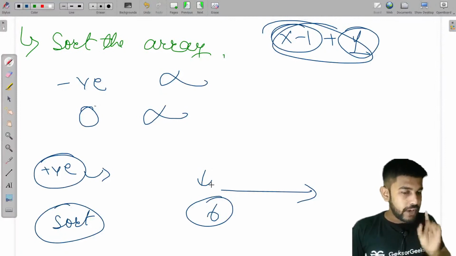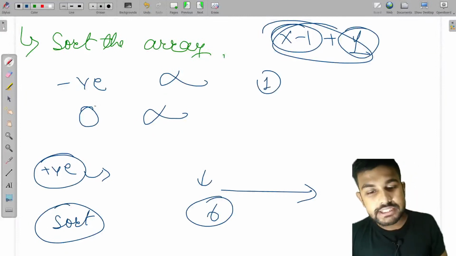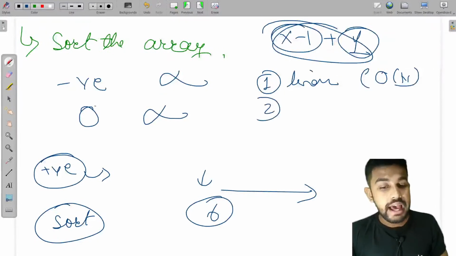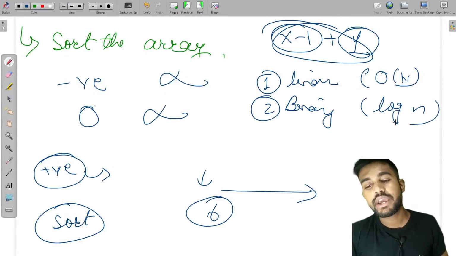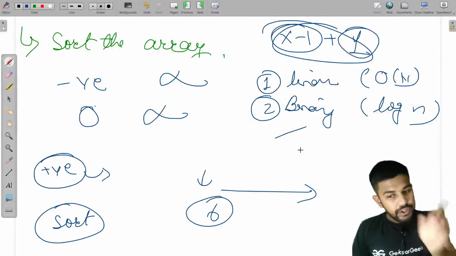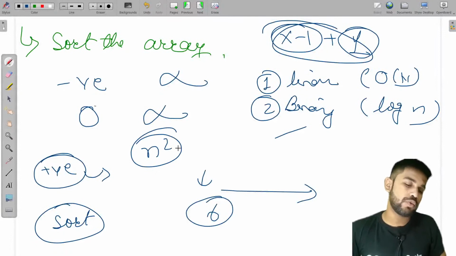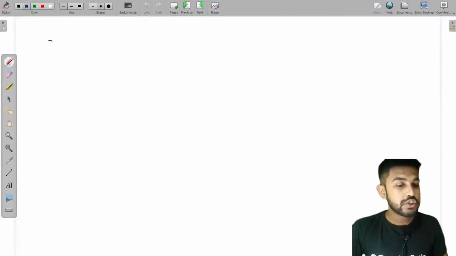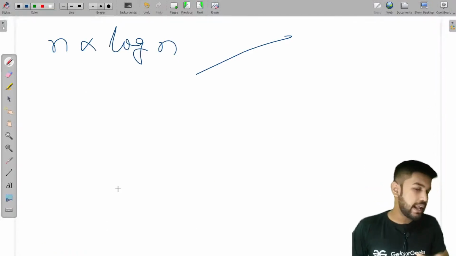So if we want to search a value in a sorted array, there are two options. First one is linear search, which has an order of big O of n, and second one is binary search, which has an order of log n. And this works only on a sorted array. So this is sorted and we can use binary search. We have seen that the n square approach won't work, so we need to think of a better solution. So n into log n is feasible and it would pass.